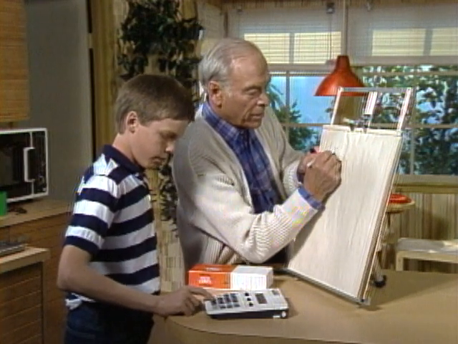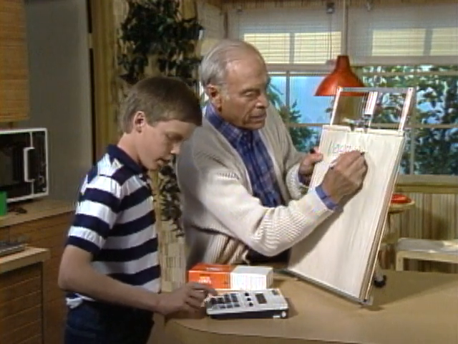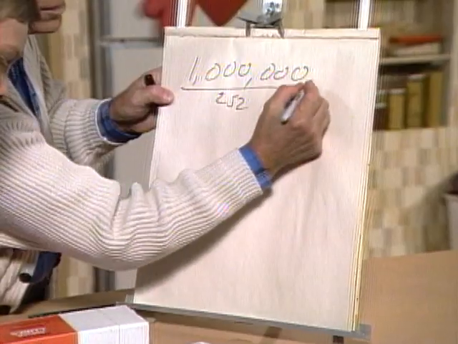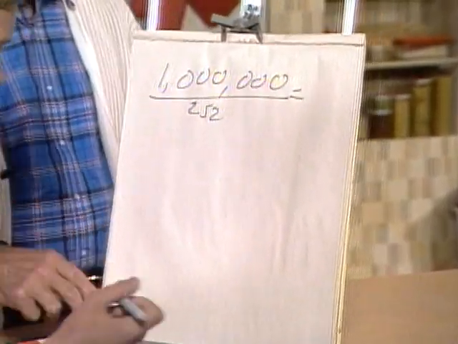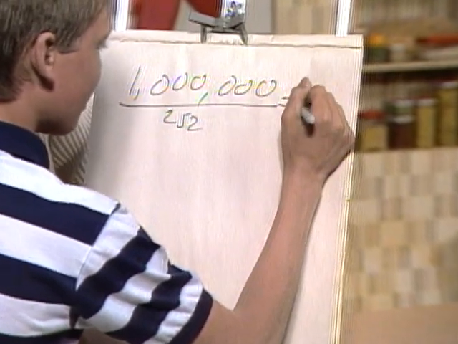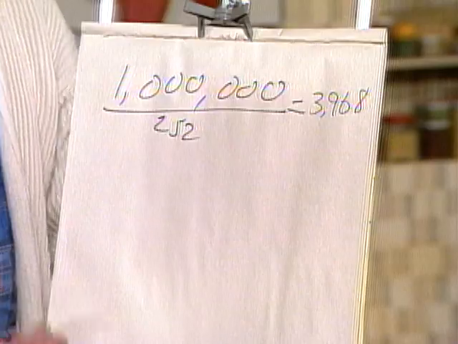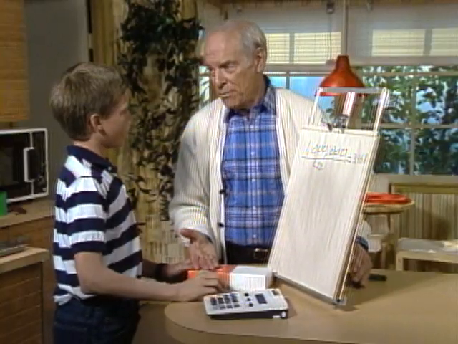1,000,000 divided by 252 equals 3,968. That's a lot. Yeah. Almost 4,000 boxes, right? Yeah. Well, how big a stack would that make now?